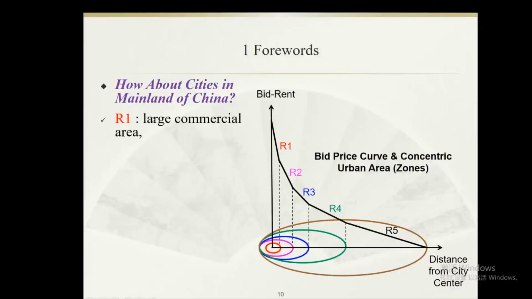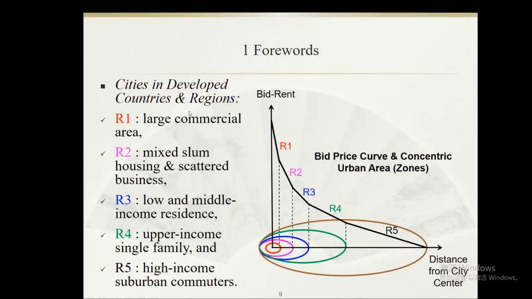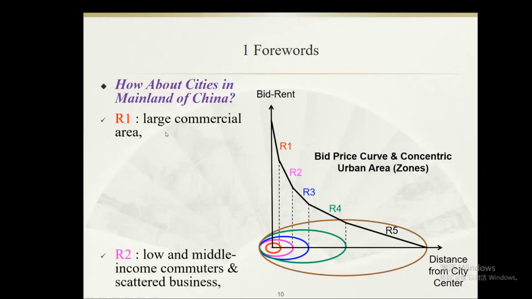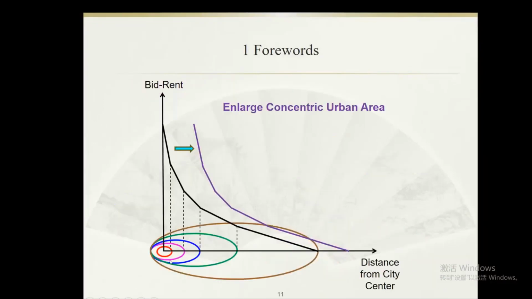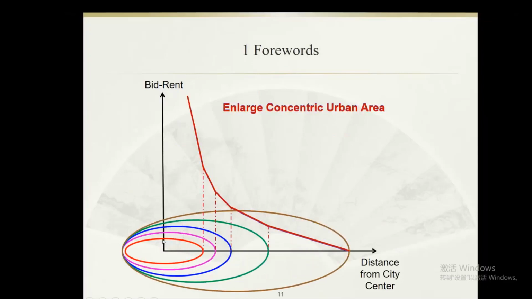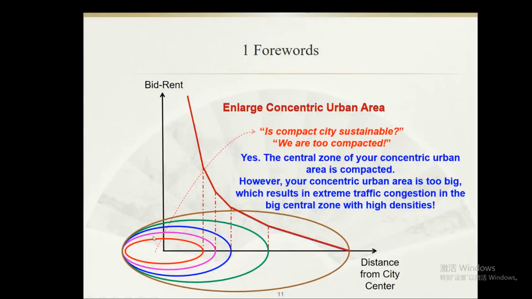For the cities in developed countries, the central part is not that compact. They need to become compact. But for Asian cities, we were originally compacted. If we make our city center very big, we have more serious traffic congestion, very serious.